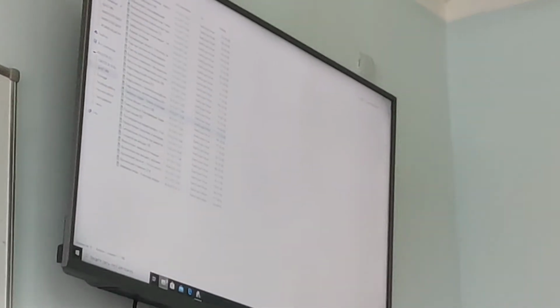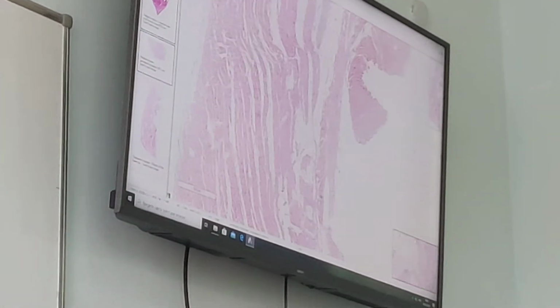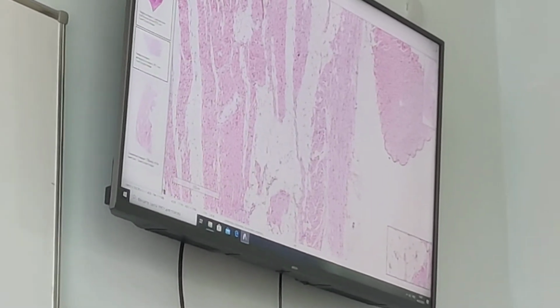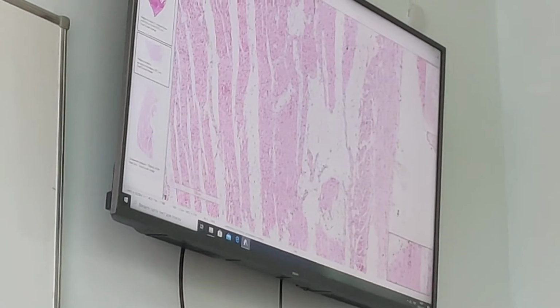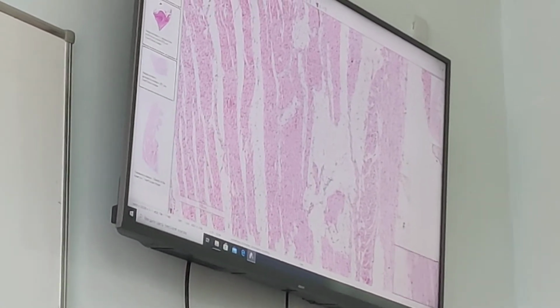Obesity of the heart. Preparation that you saw in the first semester. Adipose cells can be seen, layers of adipose tissue. These layers compress cardiomyocytes. Cardiomyocytes become atrophied.